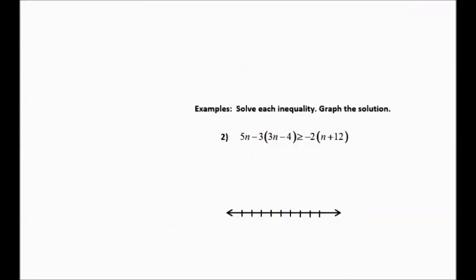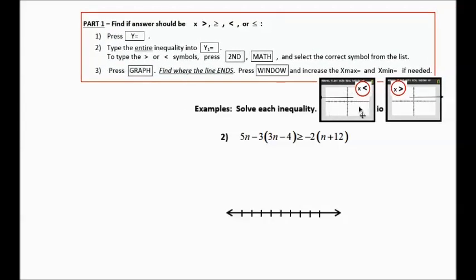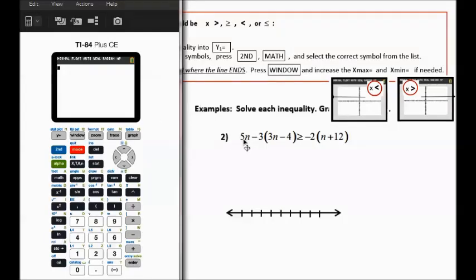Let's try this other problem. We're going to follow the same steps using our calculator to determine whether our graph is going to be x less than or x greater than. So we're going to go to y equals in our calculator, and we're going to type in the entire inequality. So you press y equals and you start typing. Using the same variable button here, even though the inequality shows with an n, you can still use the x variable button that's here in your calculator to enter the inequality symbol.